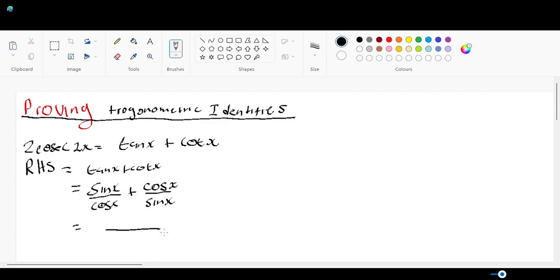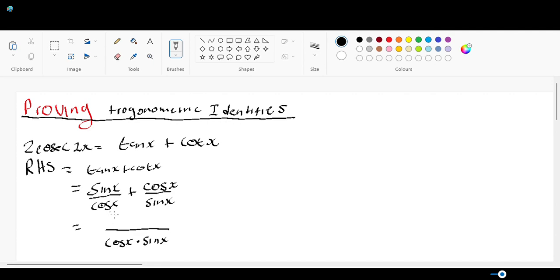Let's look at the denominator. So we can say cos and then multiply by sine. Remember, there is a positive sign here, meaning we need to find the common denominator. These are adding each other.